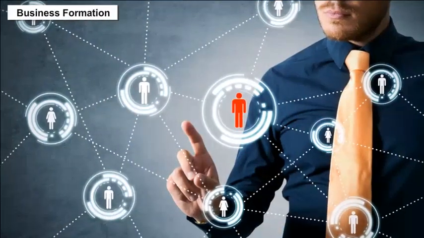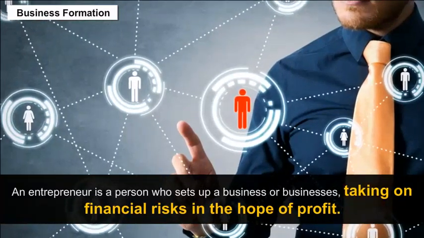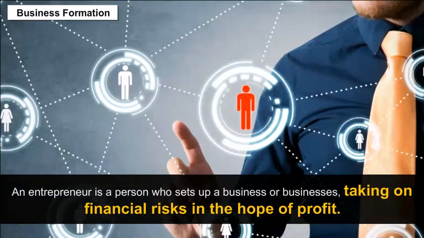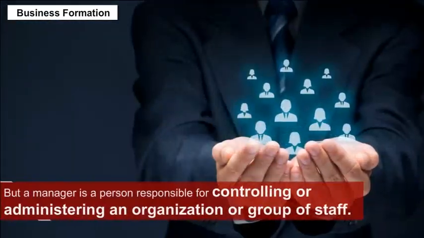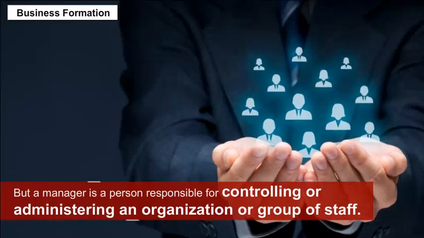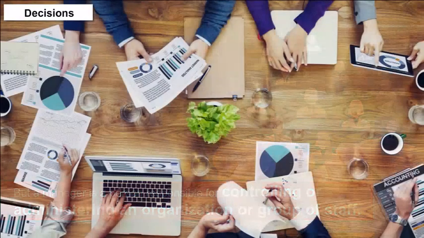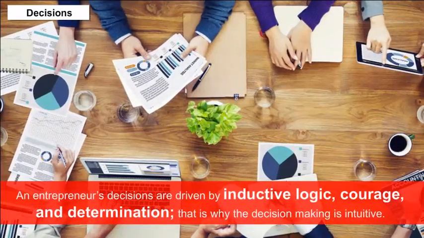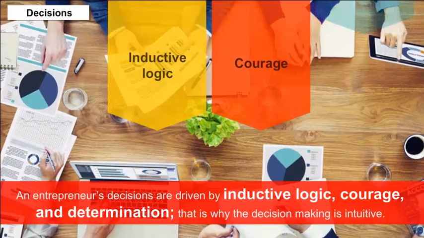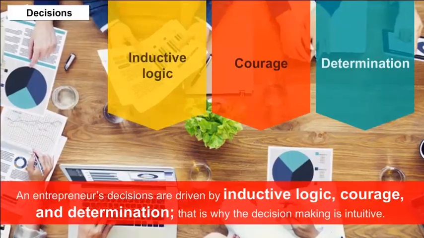Business formation. An entrepreneur is a person who sets up a business or businesses, taking on financial risks in the hope of profit. But a manager is a person responsible for controlling or administering an organization or group of staff. Decisions. An entrepreneur's decisions are driven by inductive logic, courage, and determination. That is why the decision-making is intuitive.